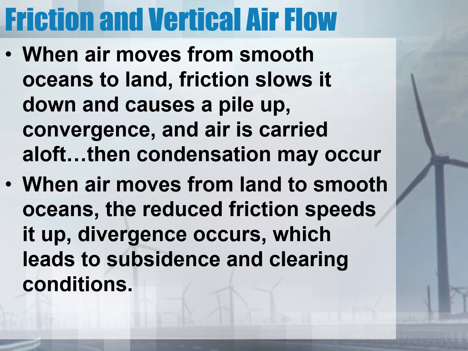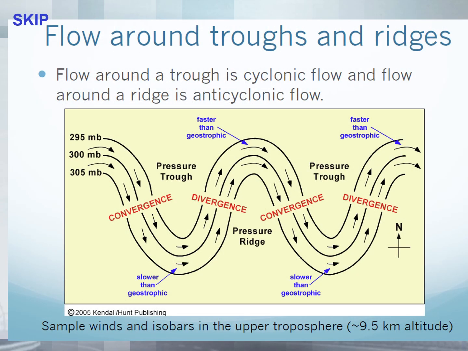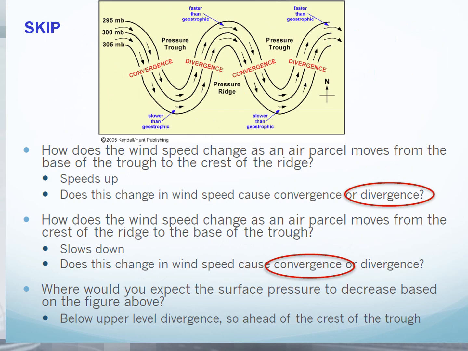When air moves from land topography to smooth oceans, the reduced friction speeds it up, and you're going to get divergence to occur, which will likely lead to subsidence and clearing conditions offshore. Going to skip that.